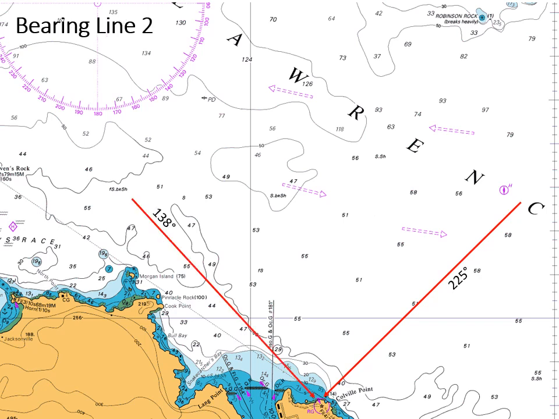The second bearing line is back on to Coville Point light. We know, if our bearing is accurate, that bearing of 138 means we are somewhere along that line, but we have no idea where.